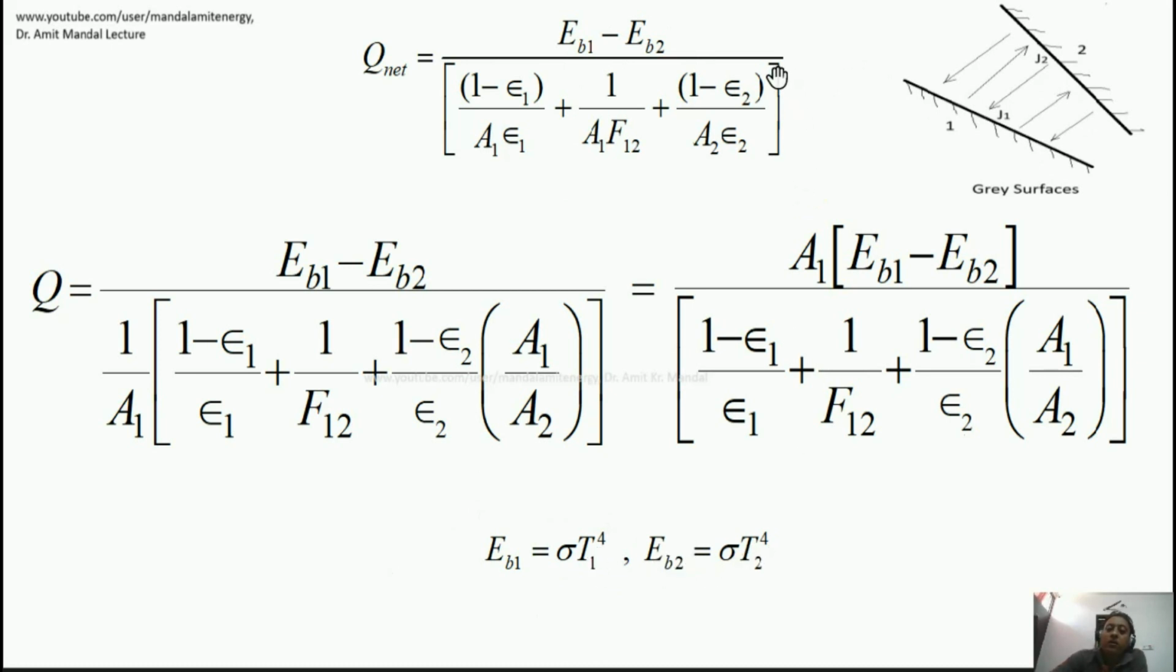Now, in the denominator of this equation, in case I make a rearrangement, taking out 1 by A1 common, inside the bracket I will get this. Now this A1 can go to the numerator, so ultimately I will get the heat transfer rate equation to be Q equals A1 times (EB1 minus EB2) upon (1 minus epsilon 1) upon epsilon 1, plus 1 by F12, plus (1 minus epsilon 2) upon epsilon 2 into A1 by A2. This is our final formula of heat transfer rate.